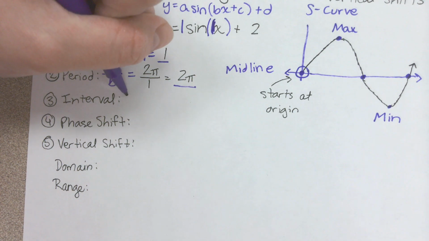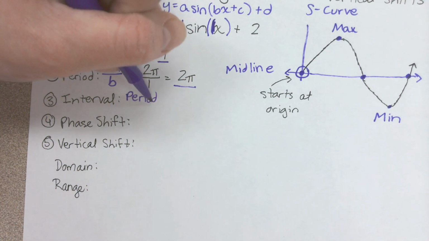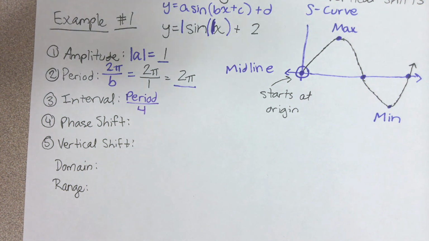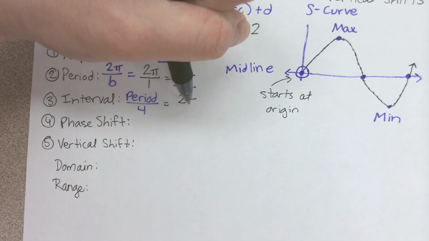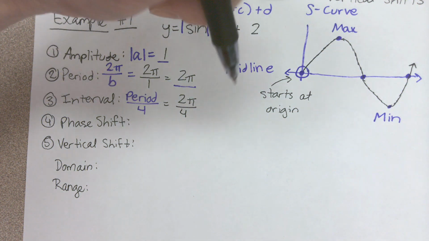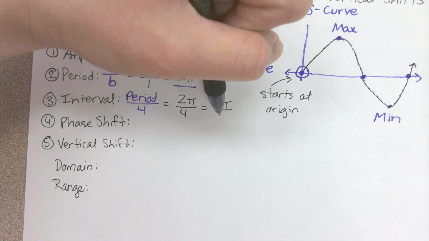Interval is the period over 4. So we have 2 pi over 4, which of course we will reduce to pi over 2.